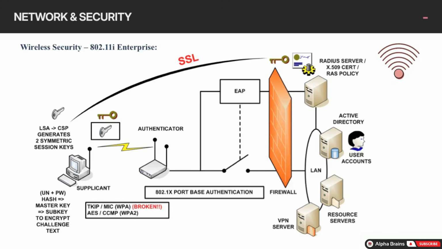Now, the authenticator, or the access point, is going to use 802.1x port-based authentication back to the authentication system for the enterprise. And any client is allowed to use the wireless network for the attempted authentication process. But only those that are authenticated are allowed to actually flow data over the wireless network.